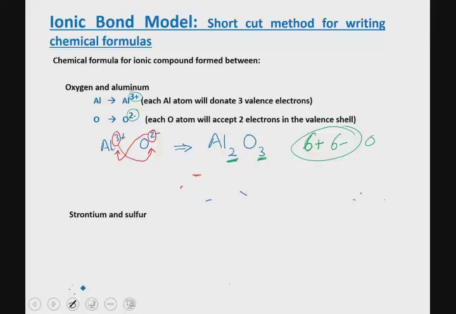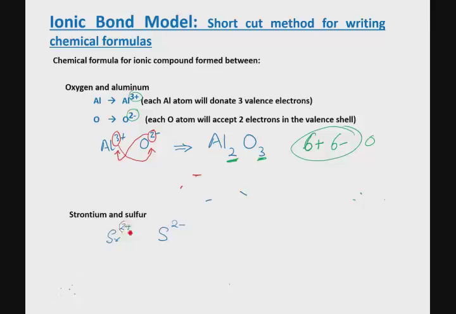Okay, let's go through this again for the example where strontium is combining with sulfur. Strontium is an alkaline earth element, Sr. It's in group 2A. It's a metal. Therefore, the charge on the ion it would make is 2+. Sulfur is a nonmetal in group 6A, just below oxygen, and therefore the charge on the ion it would make will be 2-. Let's use the shortcut to figure out the chemical formula.